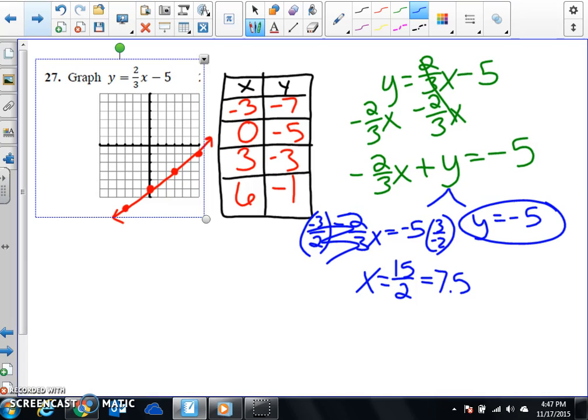All right, so then I would graph using my x-intercept is 7.5. So 1, 2, 3, 4, 5, 6, 7.5. And then my y would be -5. 1, 2, 3, 4, 5. And look, oh my gosh, it's the same line. So you could do that either way.